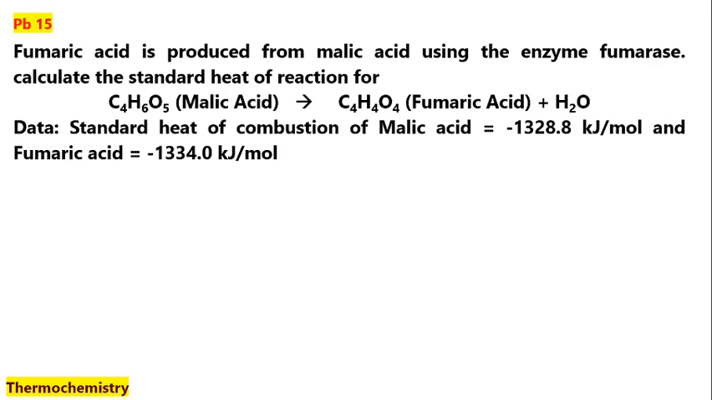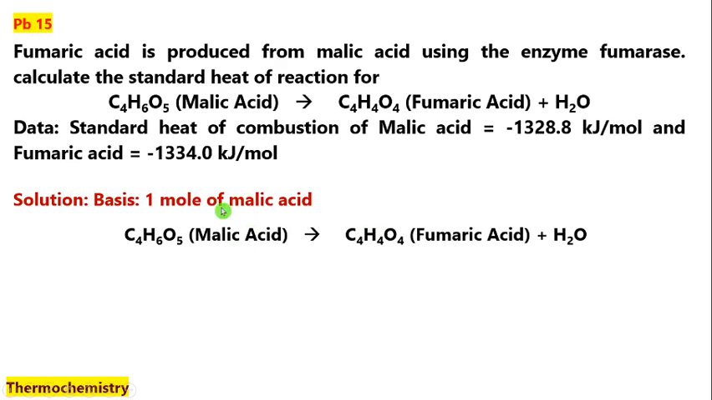Okay, let us look at the solution of this. We have fumaric acid, and it is being produced from malic acid as per this reaction. We have to find the standard heat of reaction for this particular reaction, given the standard heat of combustion of malic acid and fumaric acid. So we'll take 1 mole of malic acid as the basis. The reason is we have to find the delta HR, the heat of reaction, for this reaction. The key point is we'll take the reactant itself as the key element or key molecule.